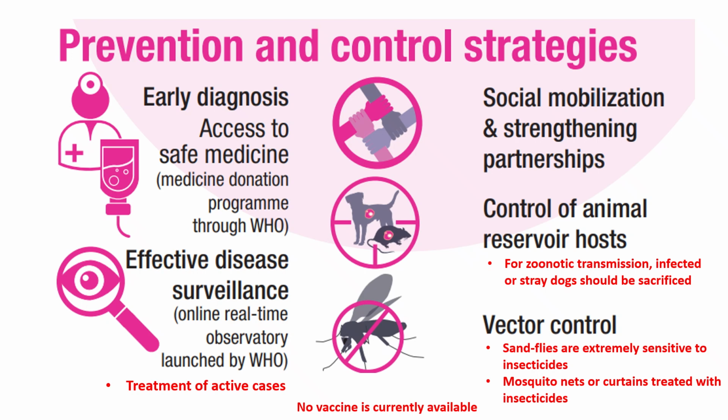Control the animal reservoir host as well, because this disease is zoonotic. Control the infection in stray dogs. Vector control, sandfly control, is important. It is still very sensitive to insecticide, so control with insecticide is very effective, and control using mosquito nets or curtains treated with insecticides is also a way of controlling the disease. There is no vaccine available currently, right?